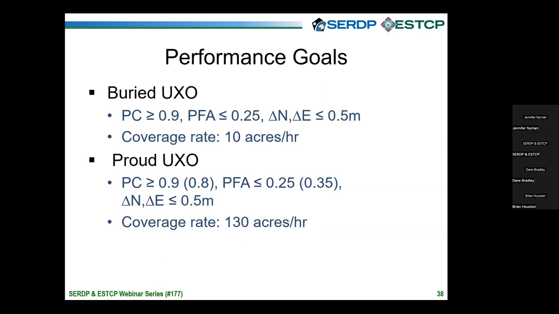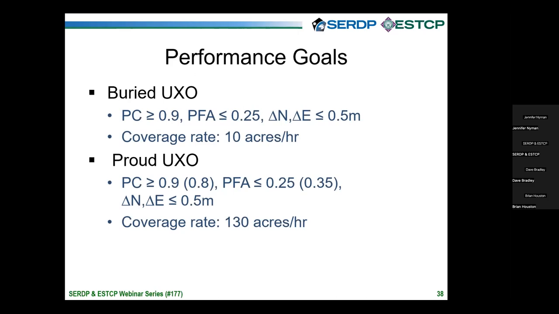Our performance goals right now are we've set a PDPC product at a 0.9 probability of detection and classification, with a probability of false alarm at about 0.25 and a lateral location accuracy of about 0.5 meters or less. Coverage rates on the order of 10 acres per hour. Again, this is for buried UXO.